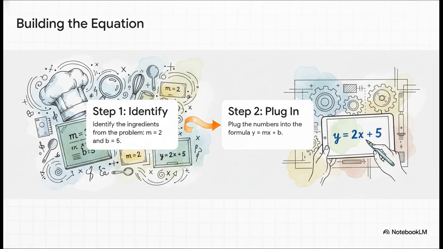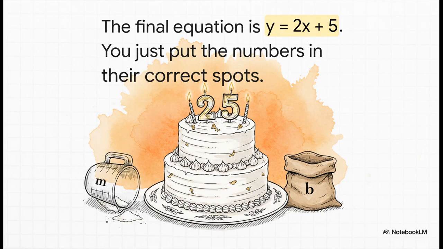Simple enough. Step 2, we literally just plug them into the recipe. That gives us y = 2x + 5. And that's it. That is the final answer. y = 2x + 5. There was no heavy lifting, no complex math. We just put the numbers where they belong. And just like that, we've written our first linear equation.